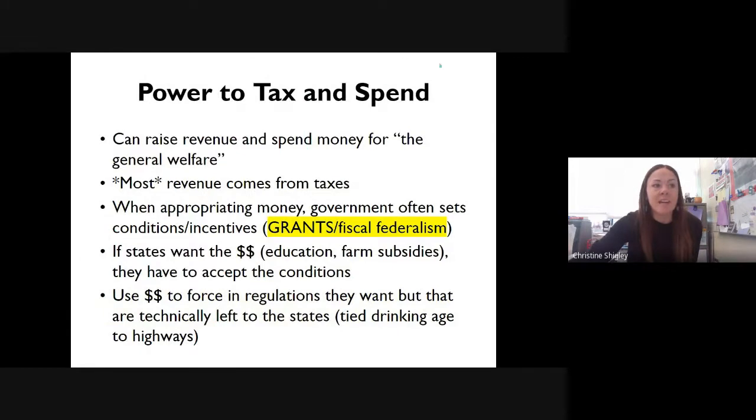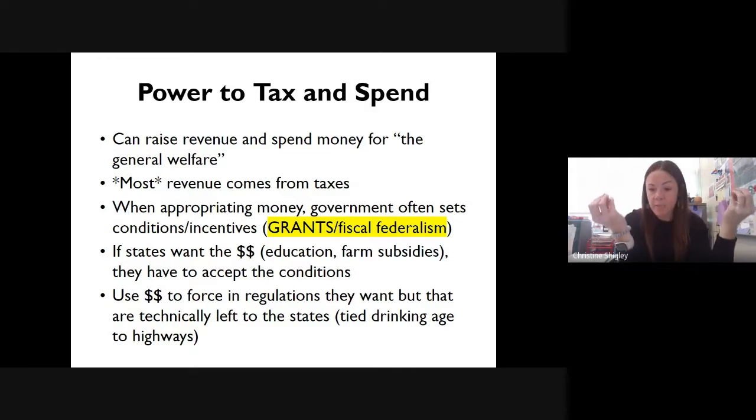All right, power to tax and spend. Of course, obviously states can do this too, right? But the federal government can raise revenue and spend money for, quote, the general welfare. Most revenue, of course, comes from taxes. It didn't at first, not income tax anyway, until the 16th Amendment. But the deal with the power to tax and spend and how that affects federalism is mostly in terms of grants. And we've called that fiscal federalism. Fiscal just meaning having to do with money, right? Like fiscal policy is tax and spend policy.